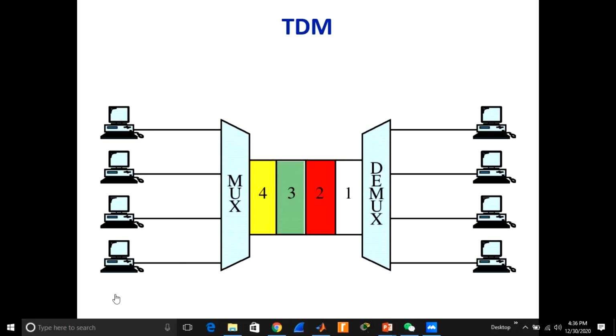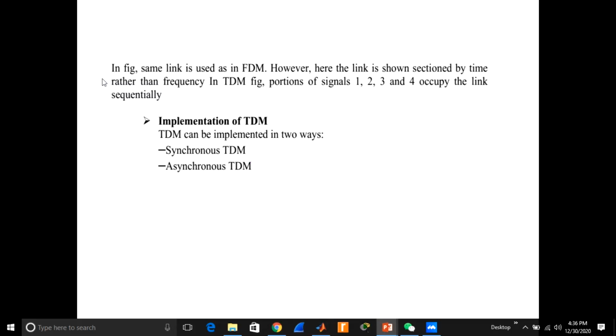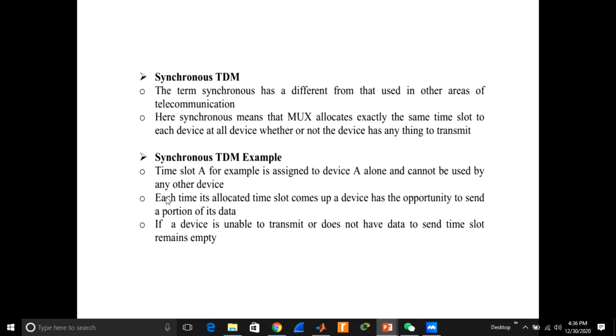In the time division multiplexing scheme, there are two methods: one is synchronous and one is asynchronous. So these are the implementations of TDM. TDM can be implemented in two ways: synchronous TDM and asynchronous TDM. In the case of synchronous TDM, the term synchronous has a different meaning from its use in other areas of telecommunication.